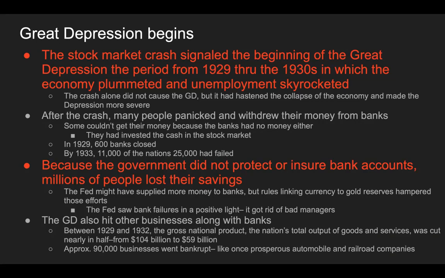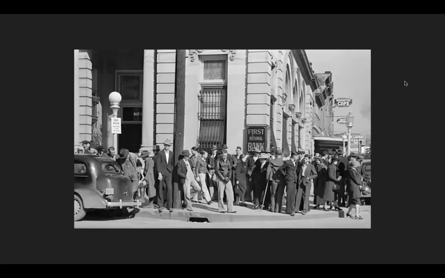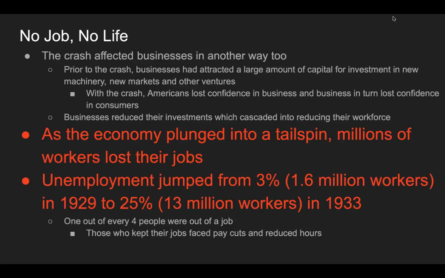The Great Depression also hit other businesses along with banks. From 1929 to 1932, the GNP, gross national product, the nation's total output of goods and services, was cut nearly in half from $104 billion to $59 billion. Approximately 90,000 businesses went bankrupt, like the once prosperous automobile and railroad companies of the day. Here you have people lining up outside a bank trying to get that money. No job, no life.